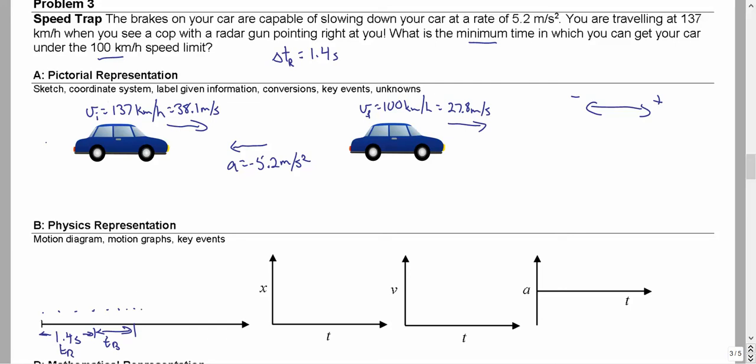We're going to be slowing down, and then we assume that we're going to be going at that lower speed for whatever period of time. But I'm not going to worry about this, because once I'm below the speed limit, I'm below the speed limit. I'm no longer in a position where I'd worry about being caught for speeding. So I'm only going to consider the braking time that we have, plus the 1.4 seconds that we would take to react to seeing the radar gun. So we sort of look at it like this.